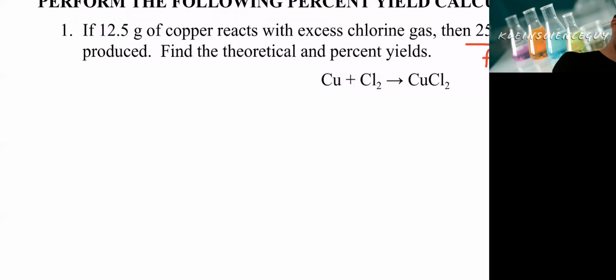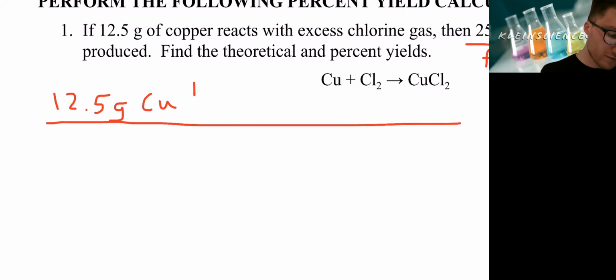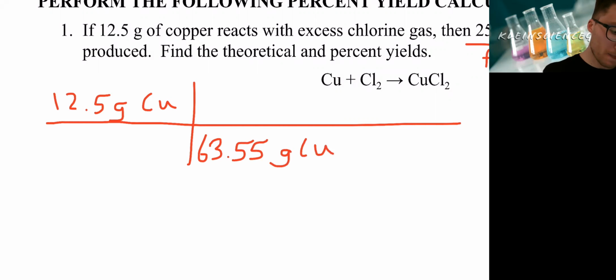We should hopefully feel pretty comfortable with stoichiometry at this point. We're going to do 12.5 grams of copper. Notice how we have a balanced chemical equation. Kind of skipped over that part. We have 12.5 grams of copper. We're going to convert that to grams of copper 2 chloride. The mass of copper is 63.55 grams for every 1 mole.